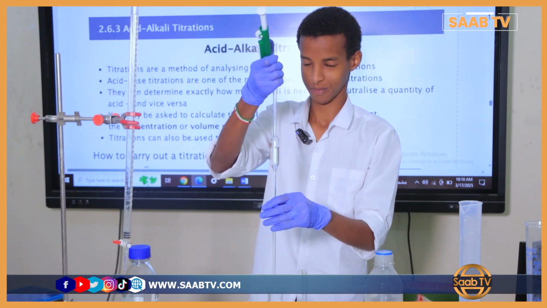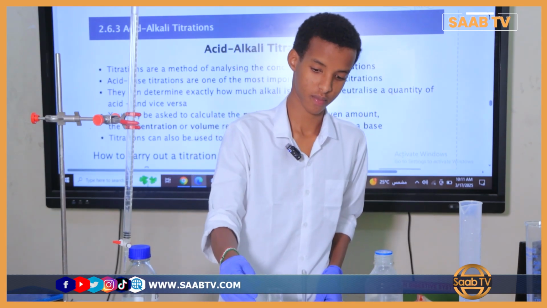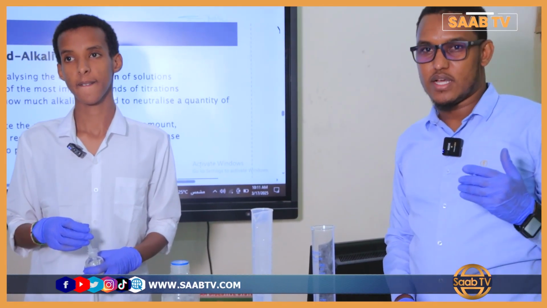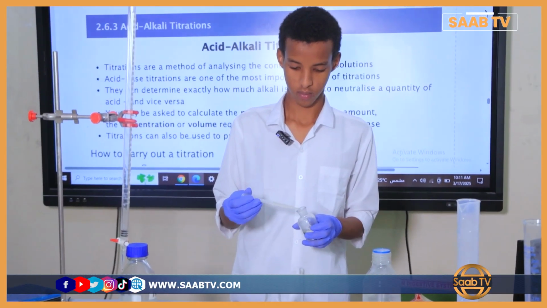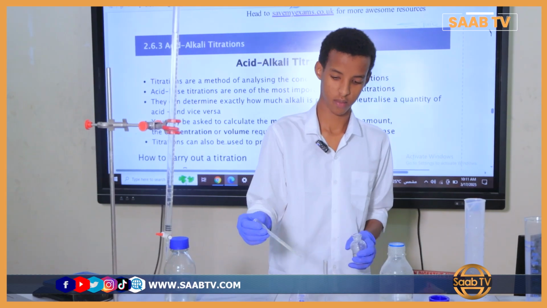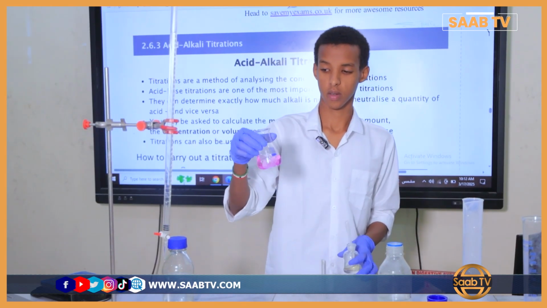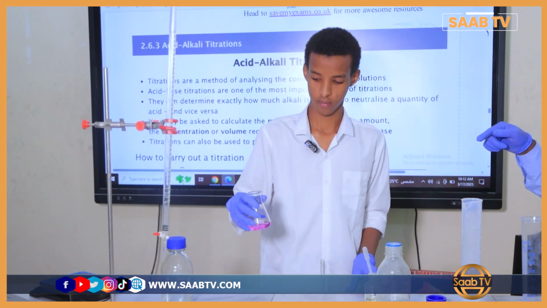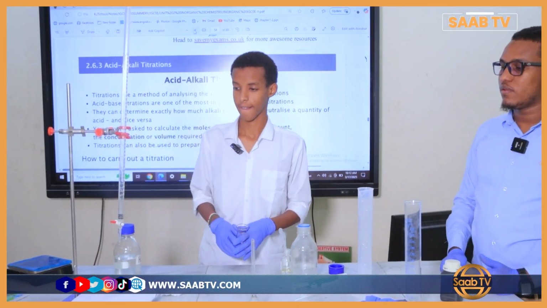Then the next step, Abdurrahman is going to add the 3 drops of indicator. The indicator is phenolphthalein, and the color turns into pink. So let me add the 3 drops: 1, 2, then 3. Look, the color turns into pink, and that shows us there is a presence of the alkali, and then we will pour the acid by using the burette.